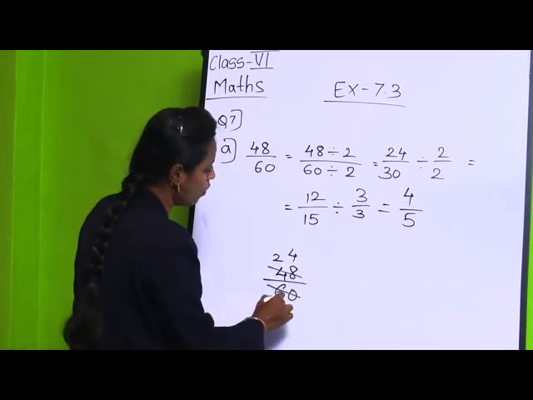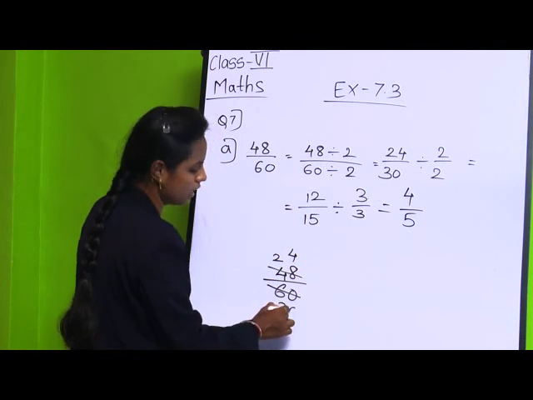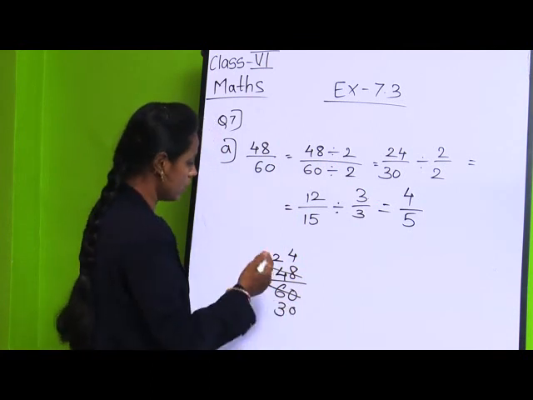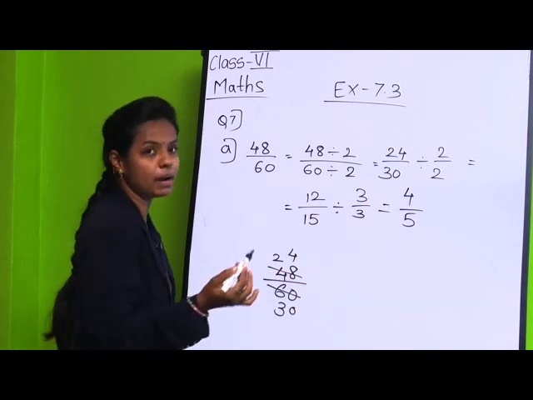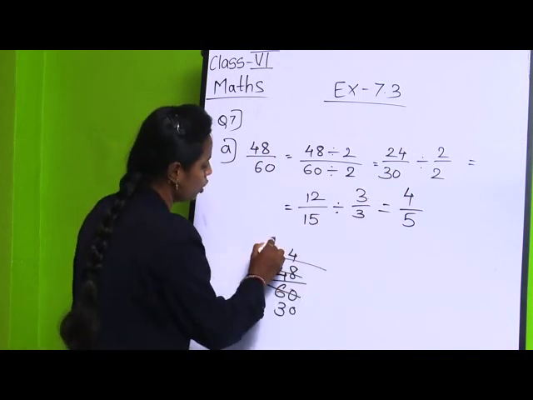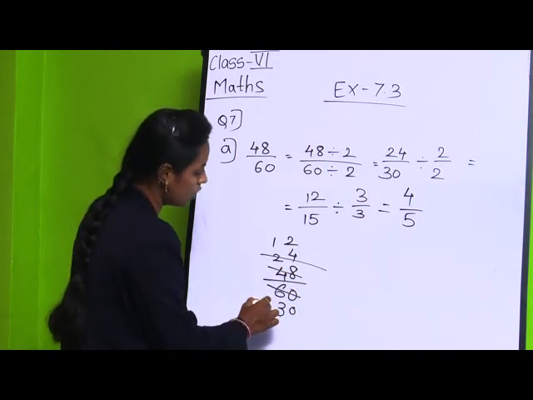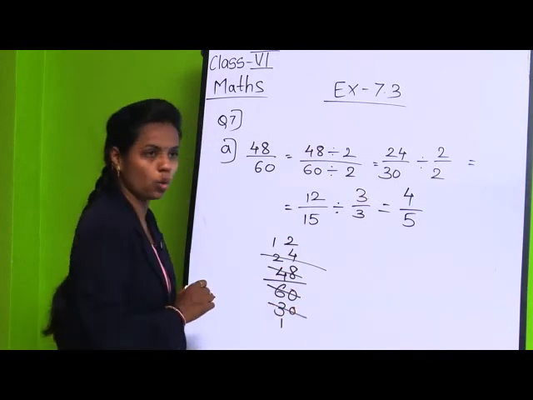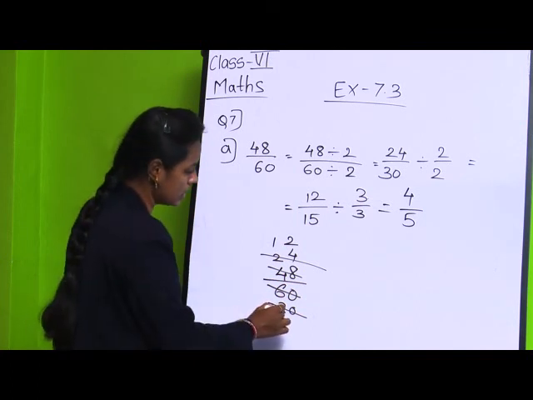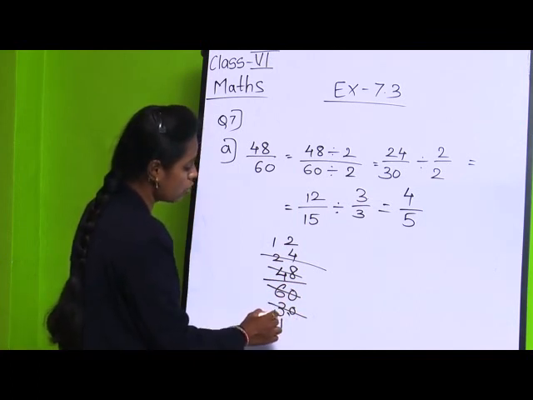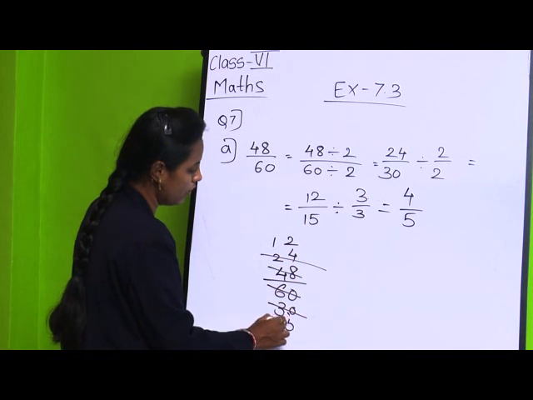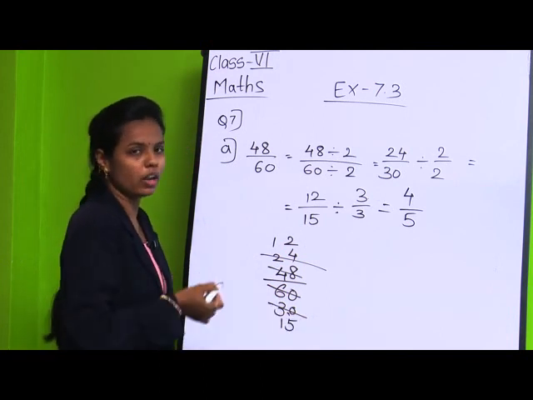Again here we have 2 3s are 6 and 0 as it is. Next, again this can be divided by 2, so 2 1s are 2, 2 2s are 4. Here also 2 1s are 2, 3 minus 2, 1 is remainder, so it becomes 10. So we have here 15, we have here 12 by 15.